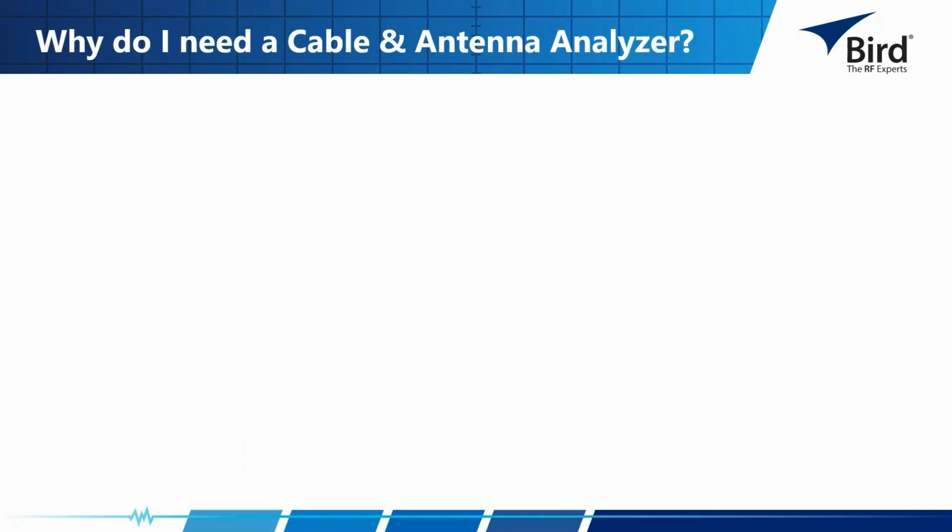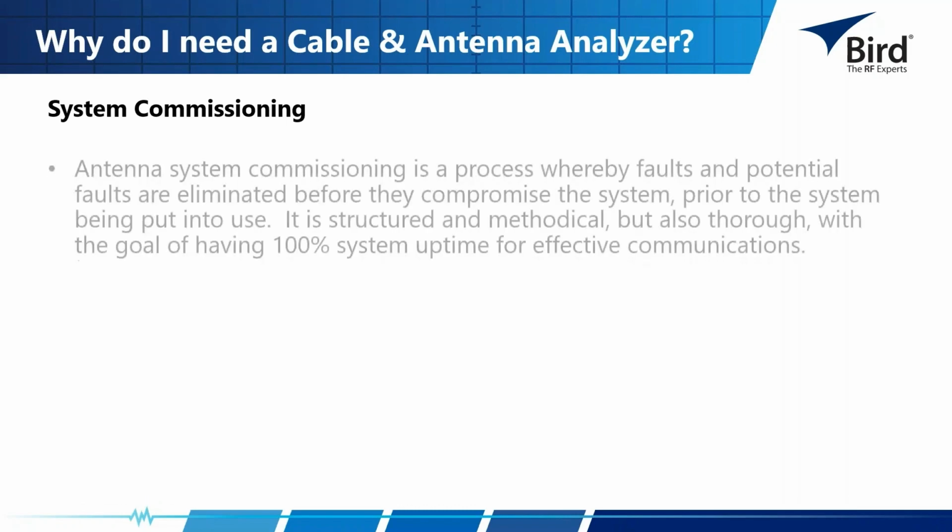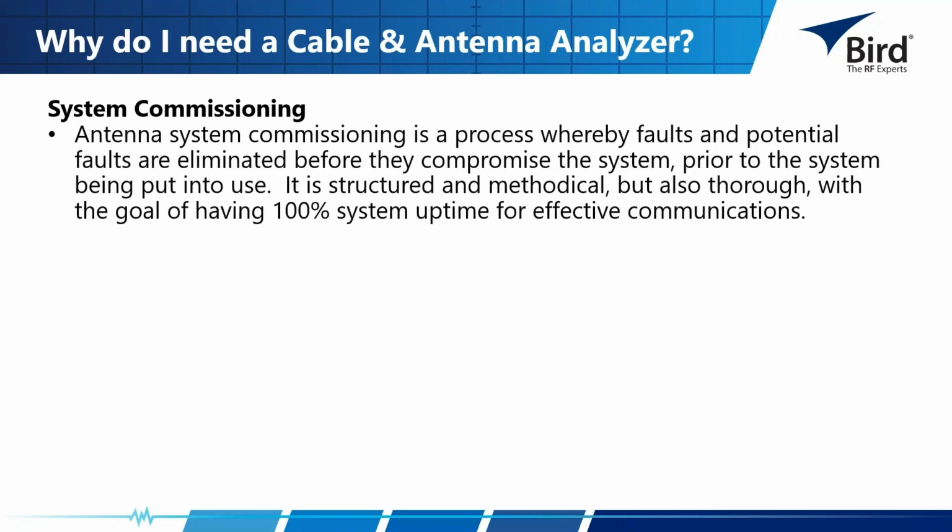You may ask yourself, why do I need a cable and antenna analyzer? Well, we use it for system commissioning. Antenna system commissioning is a process whereby faults and potential faults are eliminated before they compromise the system, prior to the system being put into use. It is structured and methodical, but also thorough, with the goal of having 100% system uptime for effective communications.